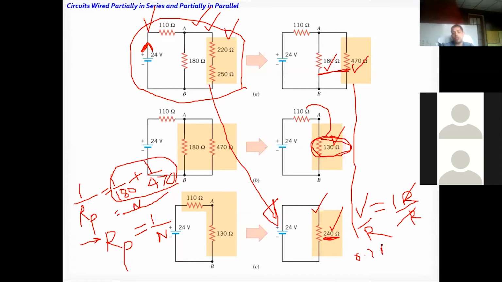That's your total current through the circuit. Total. I'm saying total.